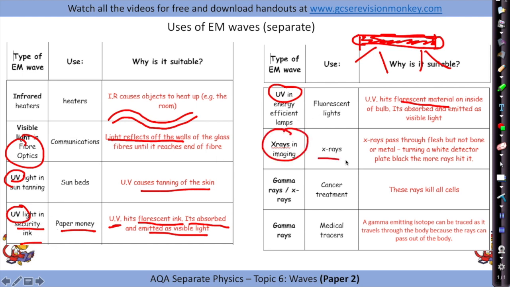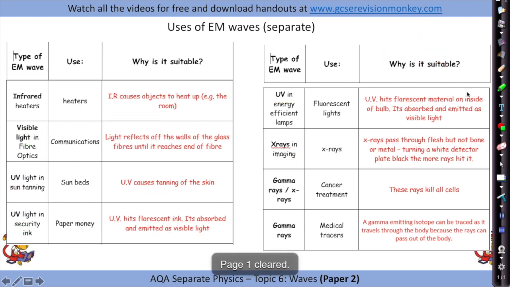X-rays in imaging then, so for using for X-rays, they pass through flesh, but not bone. So they're absorbed by bone, and they pass through flesh. Now they turn a white detector plate, they turn it black when they hit it. So you'll be familiar with the X-ray with maybe a skeleton of a hand on it. That's obviously a skeleton I'm drawing there.